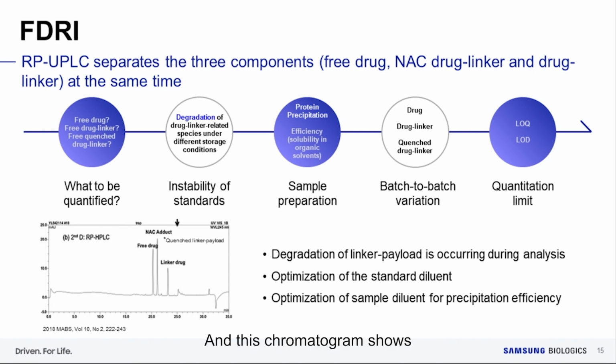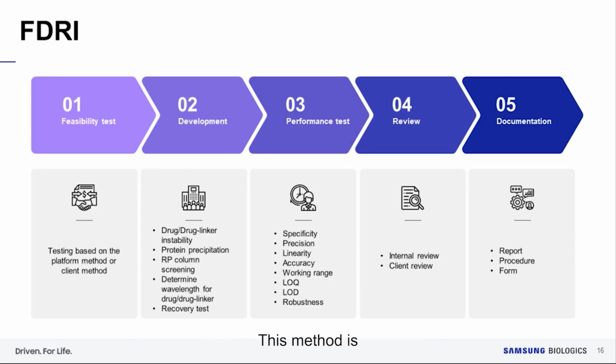And this chromatogram shows the result of 2DLC, but I'd like to show that 3 components, free drug, free linker drug, and free quenched linker drug, can be analyzed at the same time. This method is developed through the following parameter optimization. The workflow is the same as DAR: feasibility test, development, performance test, review, and documentation.